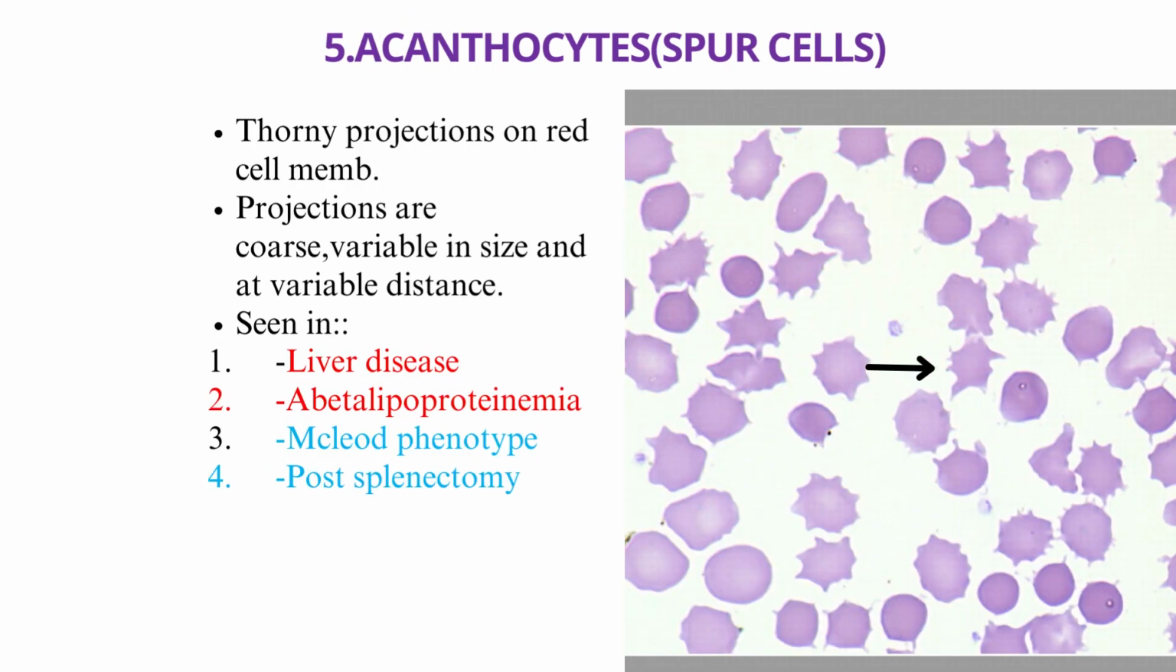Now coming to acanthocytes or spur cells. These are thorny projections on the red cell membrane. These are coarse, coarse meaning blunt-tipped, and there is variation in the size of all those. If you look at this picture, every spur is not the same size and shape, every spur is different from the other, and at variable distance.